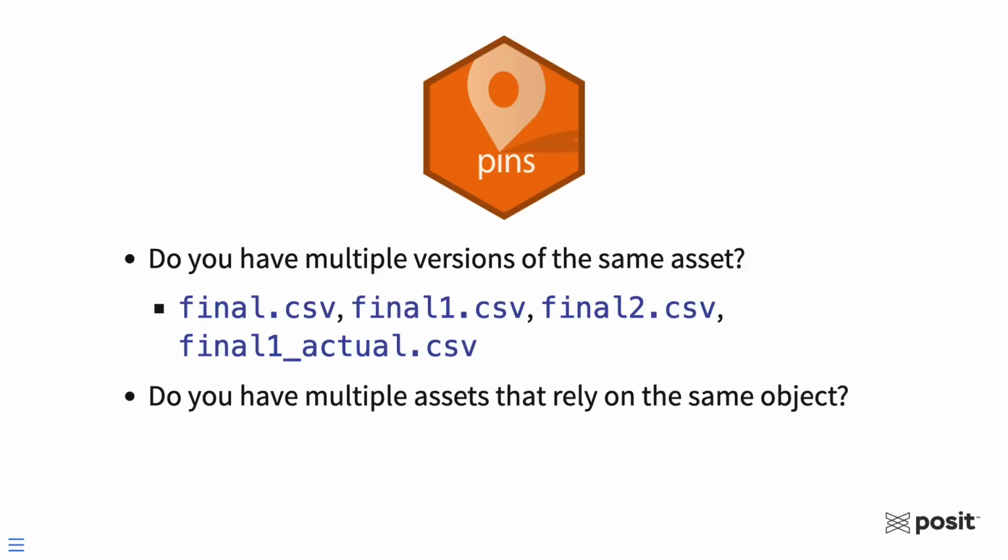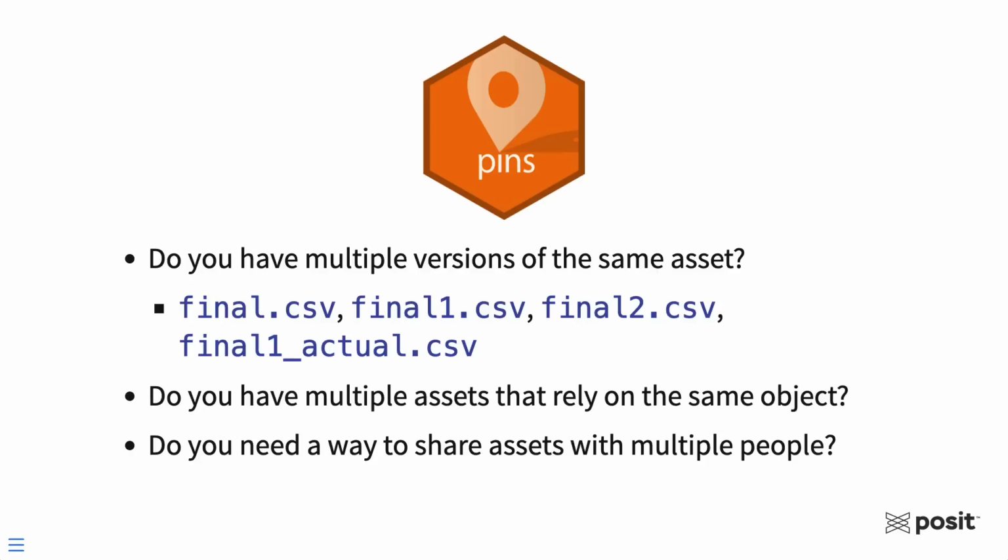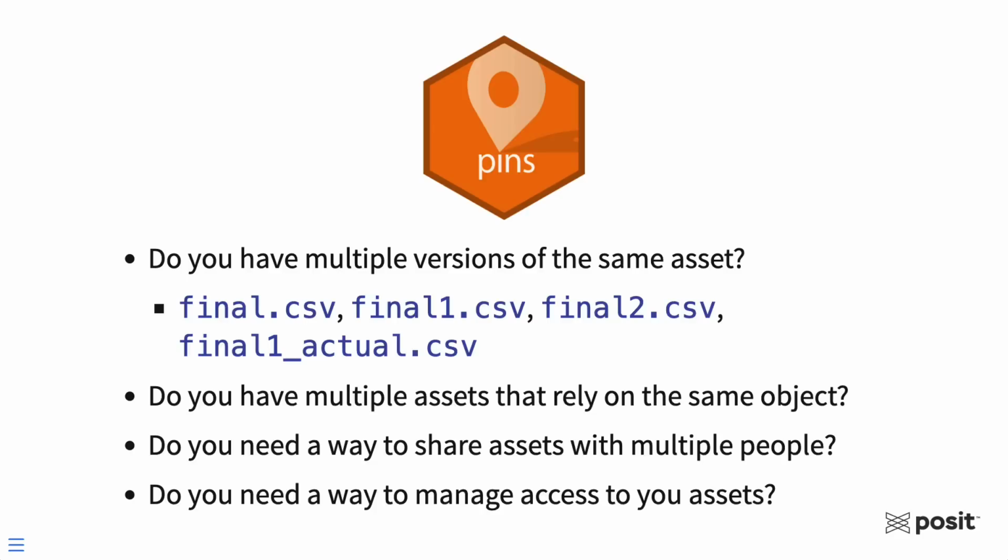Maybe this data we just talked about is used by many different content types, including a Shiny app in R or a Quarto document in Python, and you're worried that the data may not be consistent across all assets. Additionally, maybe you want to share this data with multiple people, and it's typically much easier and safer to share a pin rather than trying to email files around. And finally, maybe this data contains sensitive information, and you only want to share it with specific people or groups of people. And this is actually possible when using pins in combination with Posit Connect.